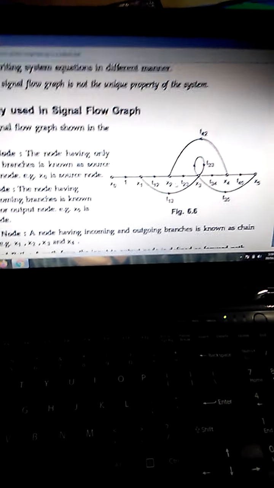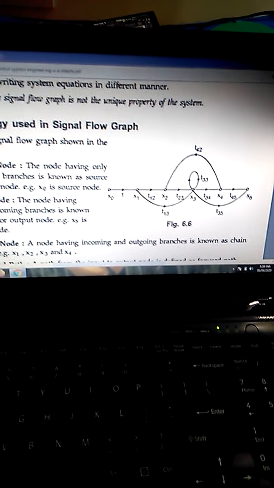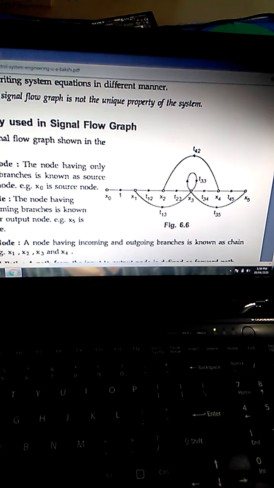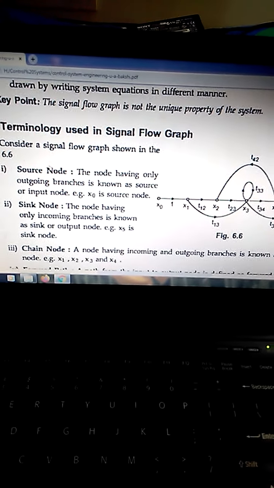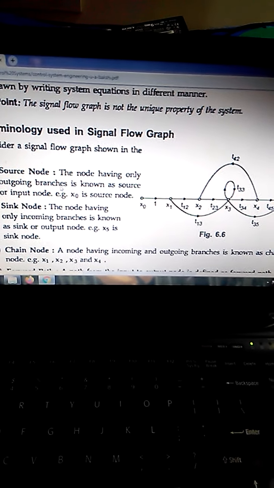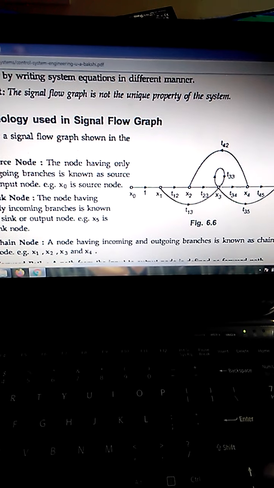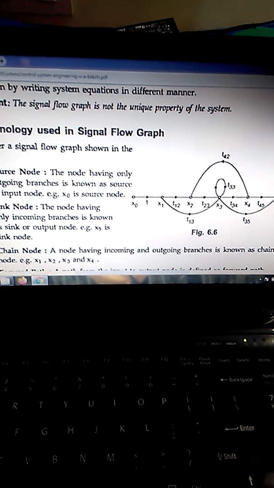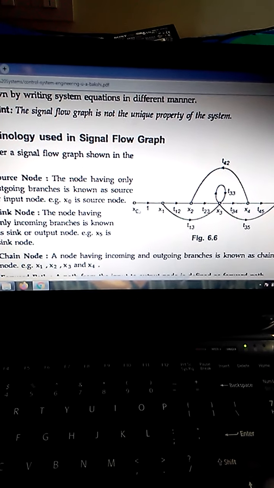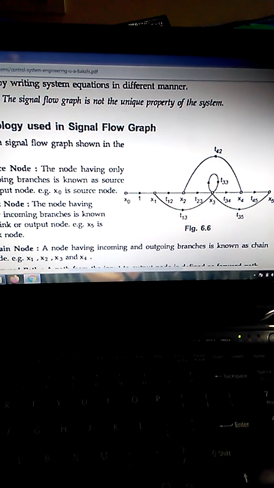Say this is the signal flow graph shown in the figure. First one is source node. Source node means it's a node having only outgoing branches. In this, there are 1, 2, 3, 4, 5, 6 nodes, x0 to x5. So x0 is the source node because it has only outgoing branches.